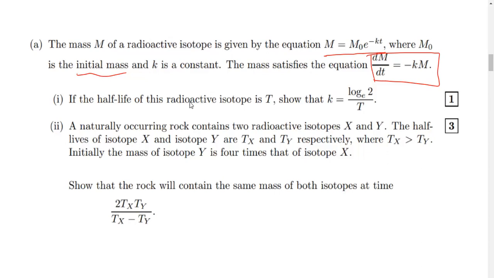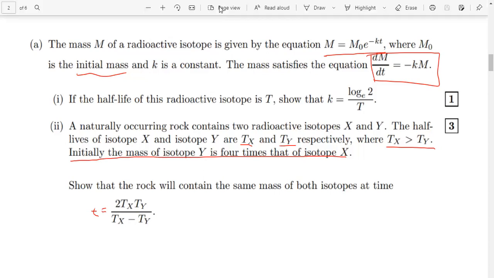And then the next part, a naturally occurring rock contains two radioisotopes X and Y, and you have two different half-lives, Tx and Ty, where Tx is greater than Ty, because initially the mass of isotope Y is 4 times of X, and show that the rock will contain the same mass of both isotopes at time T equals this expression. So let's quickly get part 1 out of the way, and we'll quickly then move on to part 2.